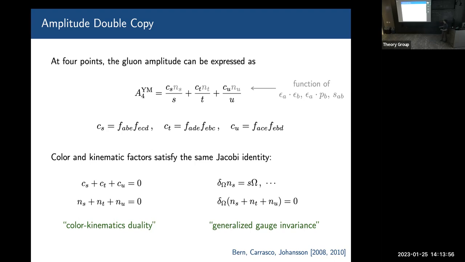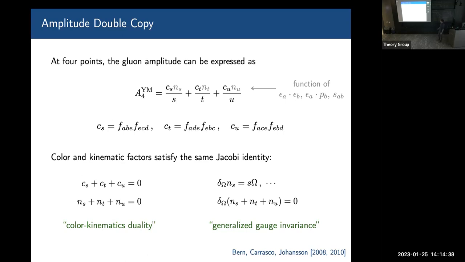But what's very surprising is that once you express the amplitude in this way, it seems that the color factors and the kinematic factors obey exactly the same algebraic identities. Here, when you sum over the color factors, it becomes 0, which is just a consequence of the Jacobi identity. But these n's are very complicated functions of the kinematic variables. For some reason that we don't fully understand yet, the sum of the n's also gives 0, just like the color factors. This is called the Color-Kinematics Duality, which was first noticed in the seminal paper by Bern, Carrasco, and Johansson, or BCJ.